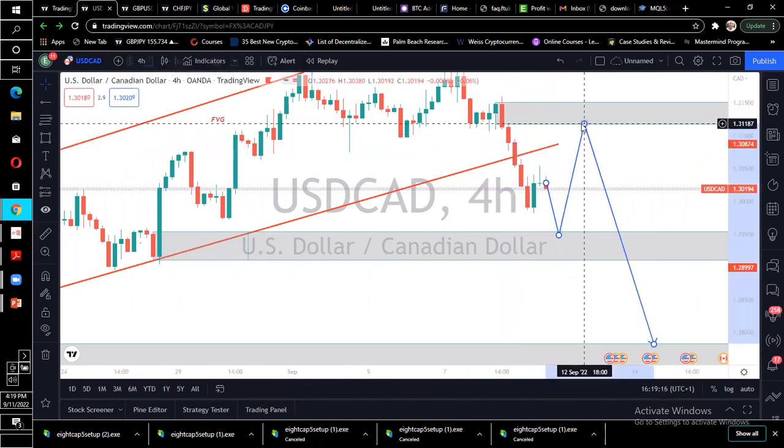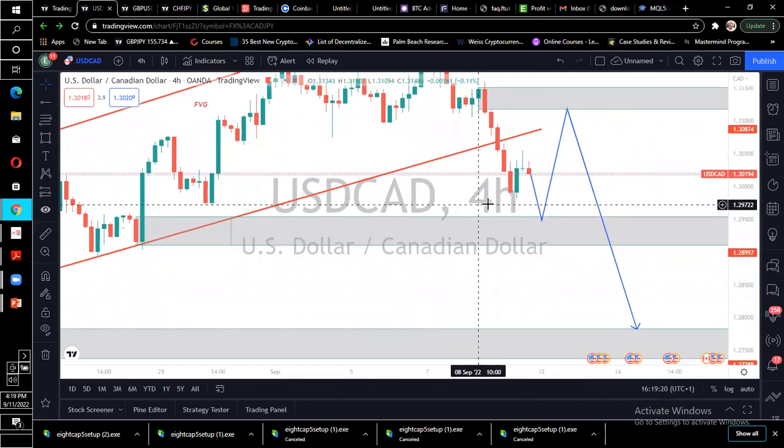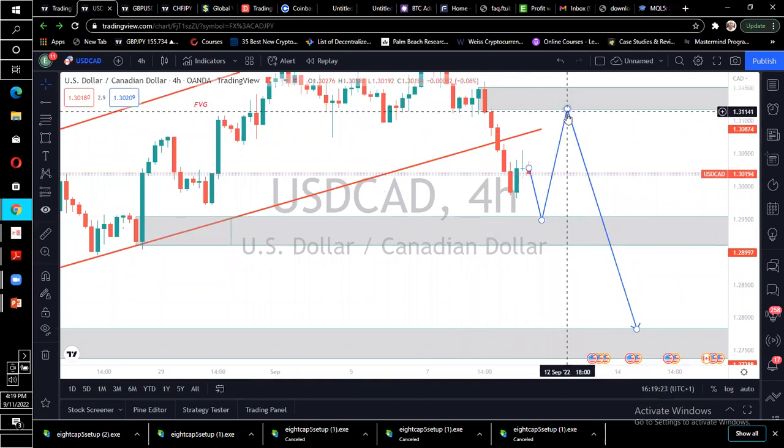So I'll be keeping it here. So this is what I'll be expecting from this particular pair. I'm looking forward to take a trade here, if they do.